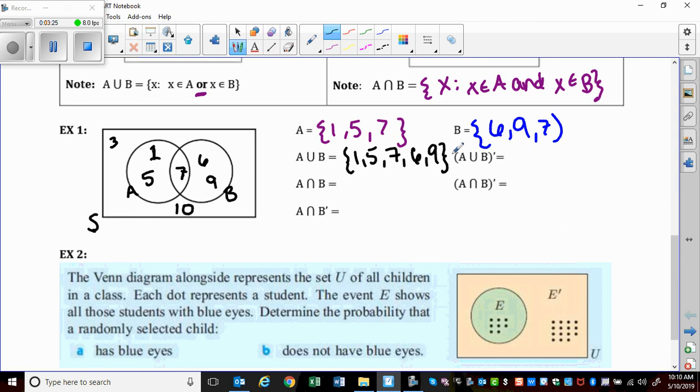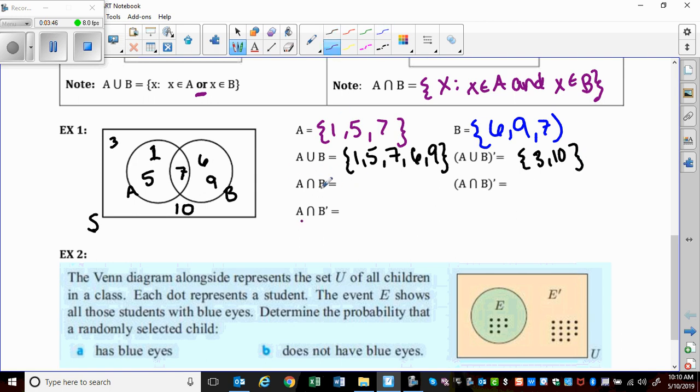I can do this one actually right now. A union B complement means everything that's not in A union B. Well, everything else, 10 and 3, are in my set, but they're not in the union of A and B, 10 and 3. So this is going to be 3 and 10. Try to write them in order.